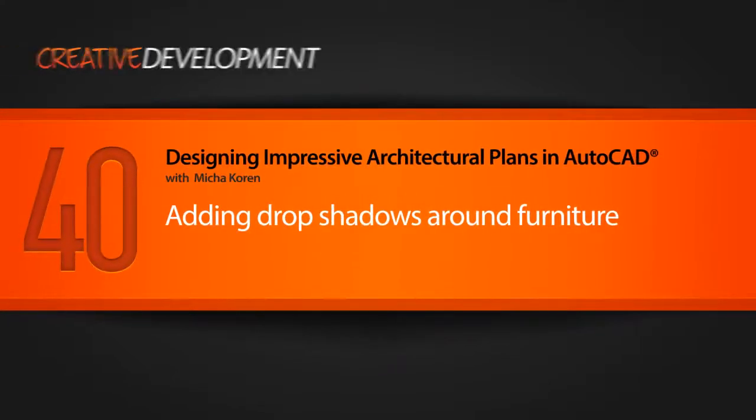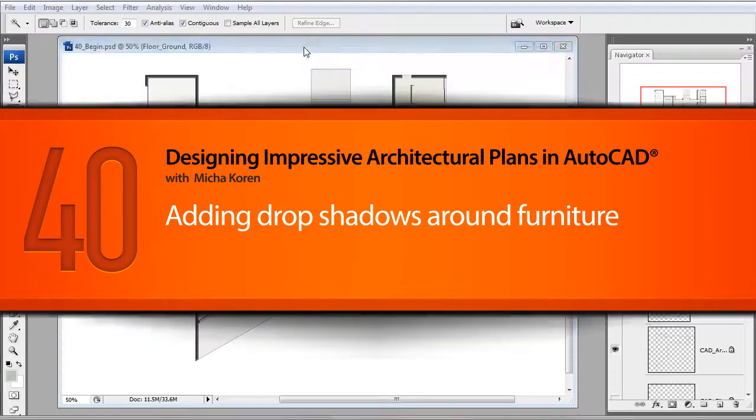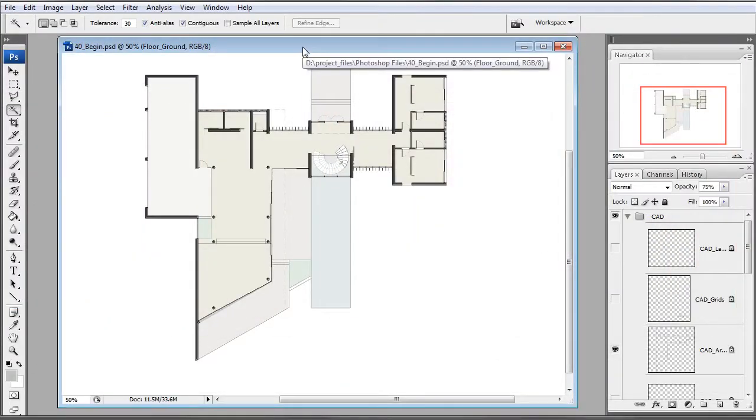In this lesson, we will look at the techniques used to add drop shadows to the furniture and to the floors themselves. Now, this is a nice technique if you would like to add a little bit more depth to make it look as though we are looking into a space that has some volume.